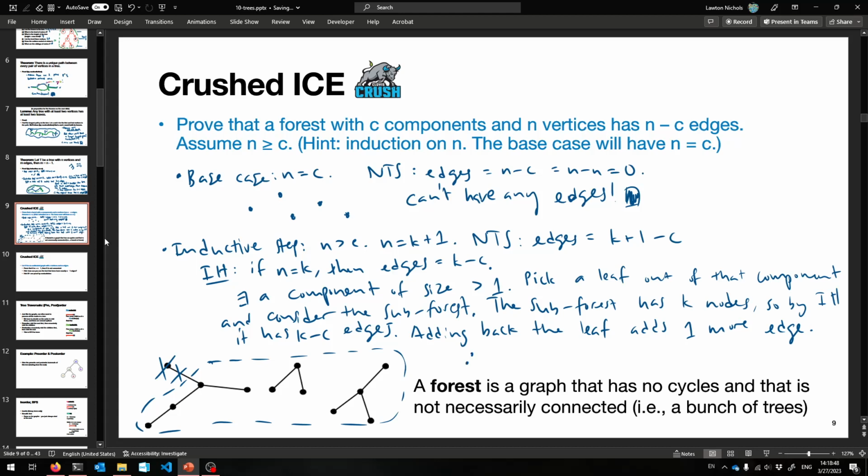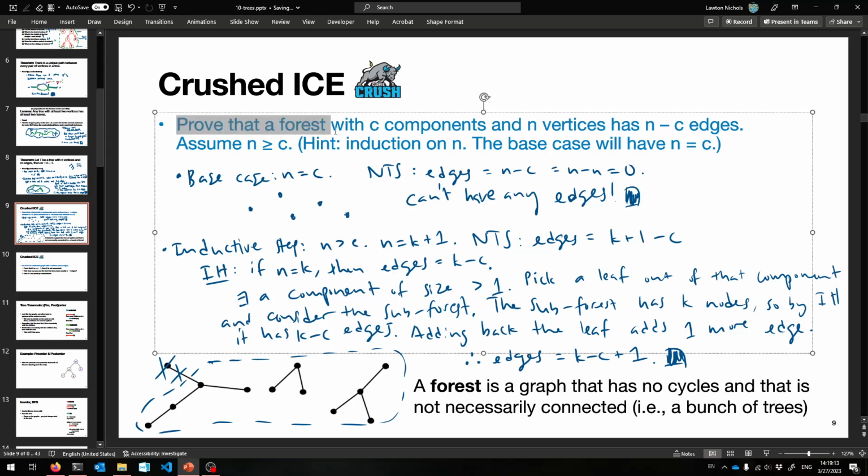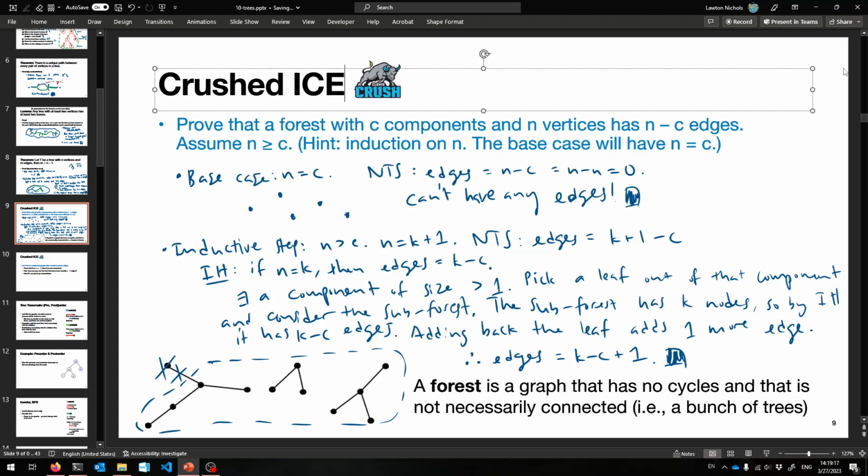Therefore, the number of edges is equal to the k minus c that we got from our inductive hypothesis, and then we added 1 last edge to make the full tree again, k minus c plus 1, which is k plus 1 minus c, just the 1 moved to the end now. It's the same number. QED. Isn't that fun? So that proves it. We've proven that any forest with c components and n vertices must have n minus c edges. Isn't that lovely?